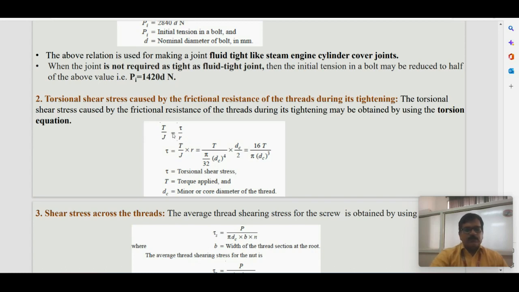The torsional shear stress is caused by the frictional resistance of the threads during tightening. So from the torsion equation, T by J equal to tau by R, the shear stress tau can be calculated as 16 T by pi dc cubed.